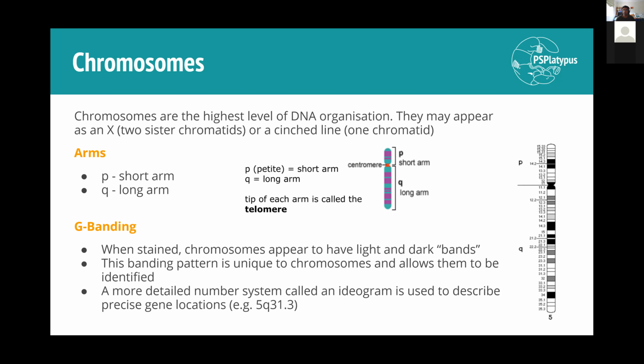So I start at the centromere, I go down, down, down. The numbers will go higher as I go further from the centromere, and then finally I arrive at 31.3. And that's a little segment of DNA of a certain coloration, basically, which I know contains the gene that I'm looking for. So that's our way of precisely determining where a gene is.